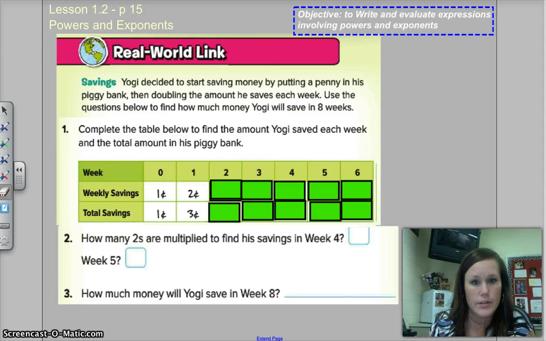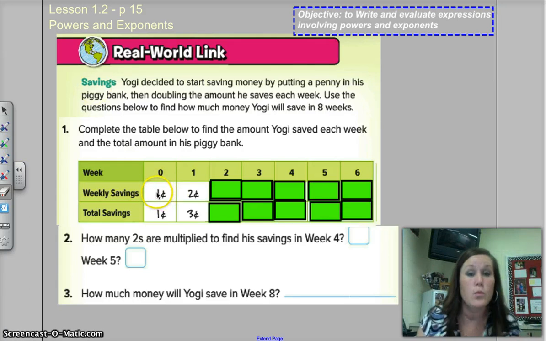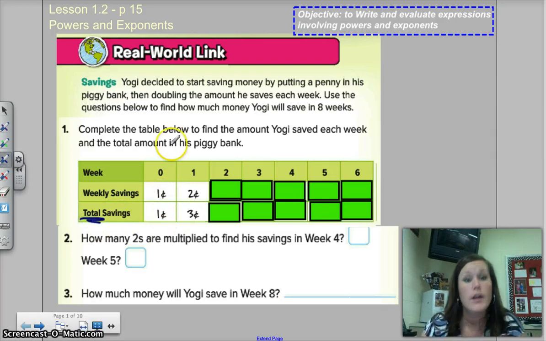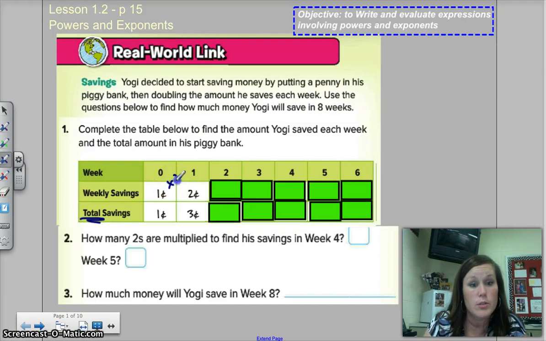All right, so let's look at this. We have 1 cent in week 0. That means that's the week that he started and he had that 1 penny saved. So he puts it in his piggy bank for a total savings of 1 cent. The next week he doubled it, or multiplied by 2, and ended up with 2 cents saved for the week. Add that to the 1 penny that was already in his piggy bank and he ends up with 3 cents total savings. Let's look at how the rest of it plays out.